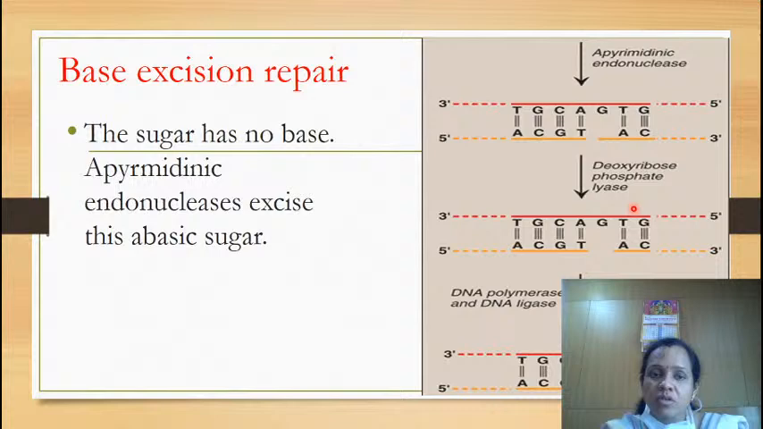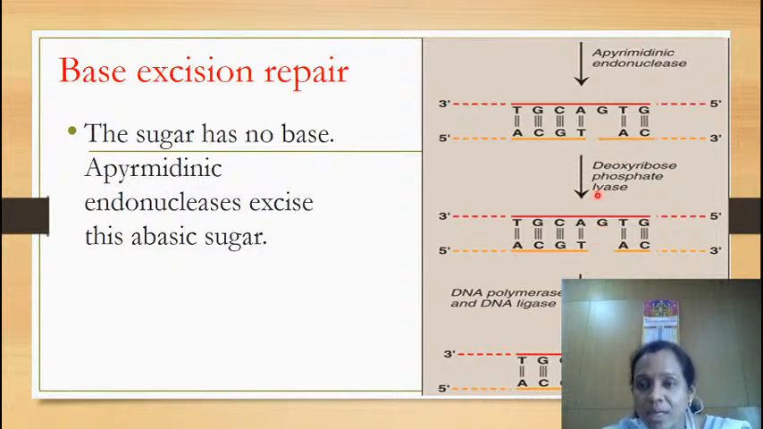Either endonucleases or deoxyribose phospholipase, any of these enzymes, remove that sugar with the phosphate moiety. Now we have an absolute blank place. You can see the gap here, the short amount of the orange line that you can see. This is the sugar and phosphate backbone. In this picture, that is missing, that is gone.